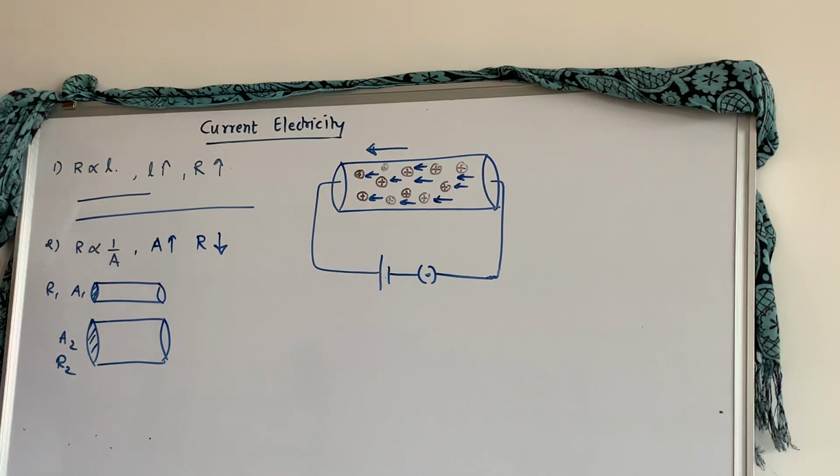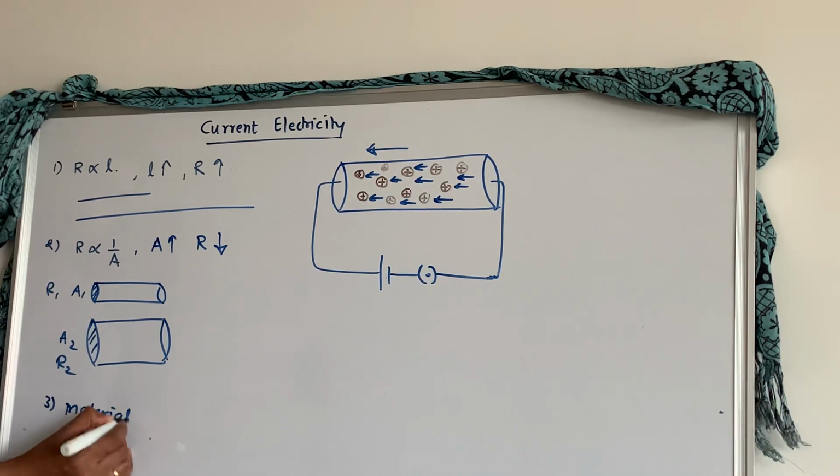So if you have more resistance, current will be less. If you increase the area, the path available for electrons to move will be more, so more electrons will reach the other side. That means it will form more current, less resistance. So resistance is inversely proportional to area. The third part is material; we'll discuss this after some time. Now the next part is about temperature.